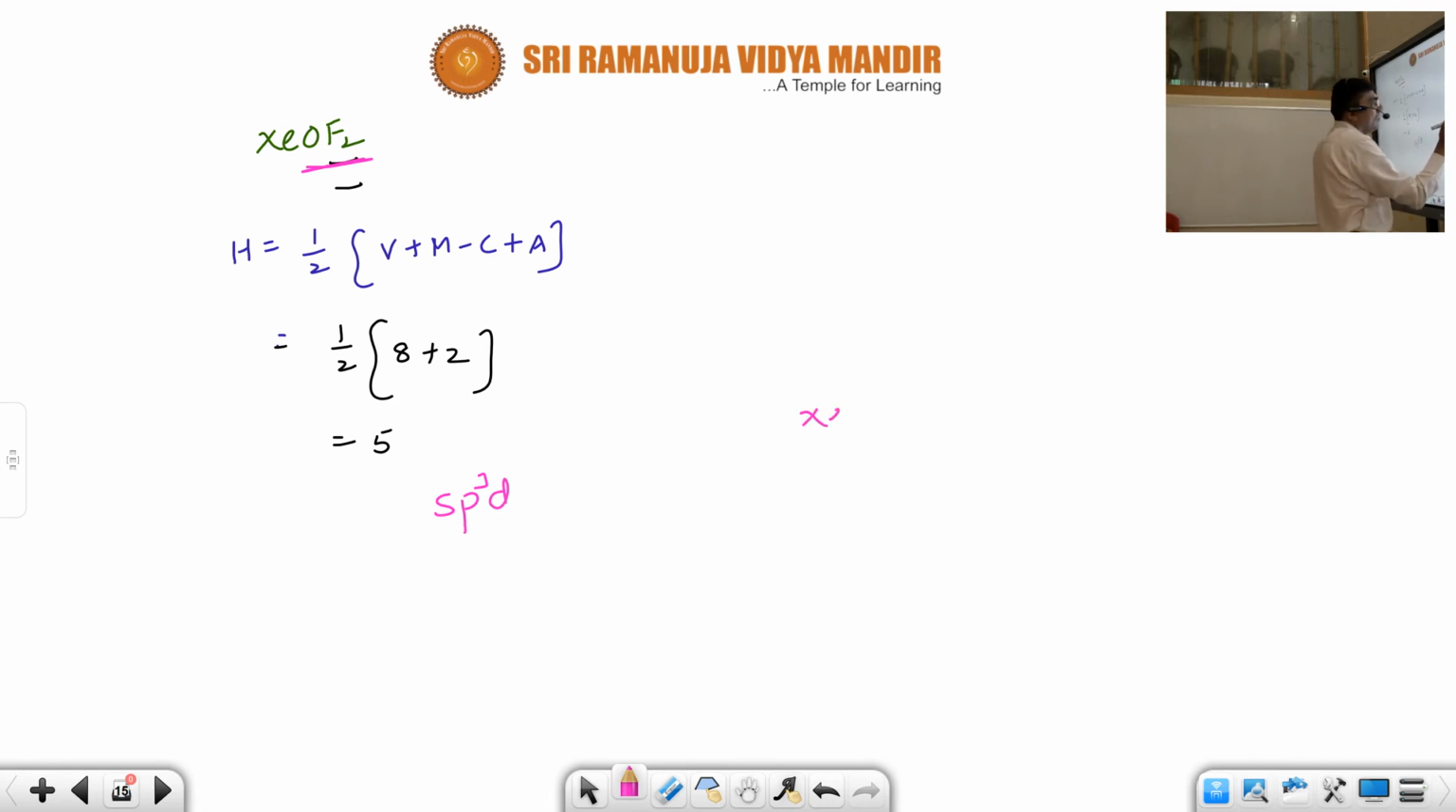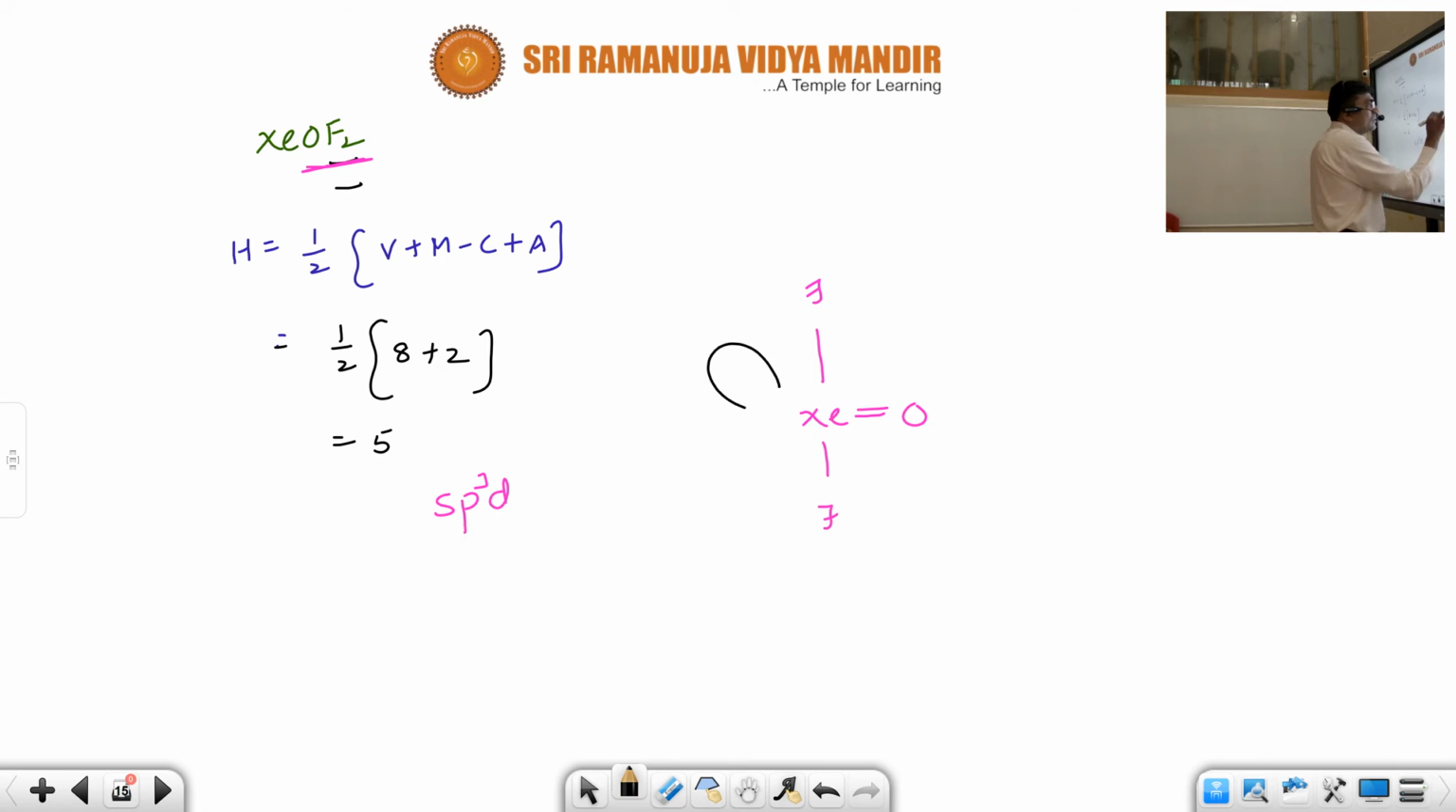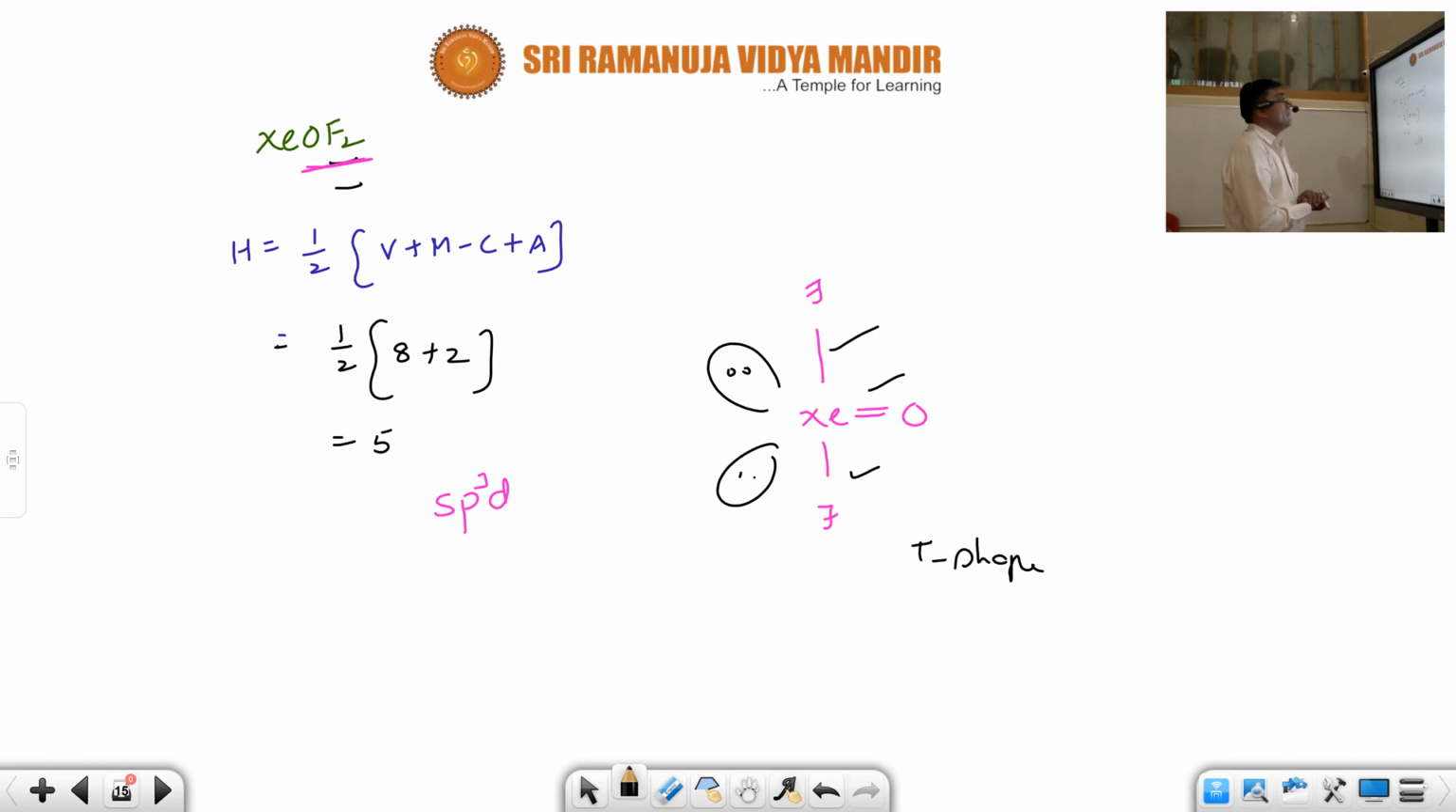So xenon, oxygen, fluorine, and there are 3 bond pairs and so 2 lone pairs. The shape is T shape. You can see here 1 electron pair, 2 electron pair, 3 electron pair. Only 3 bond pairs are there out of 5. So this is T shape with sp3d hybridization. This way you can easily come to the conclusion.